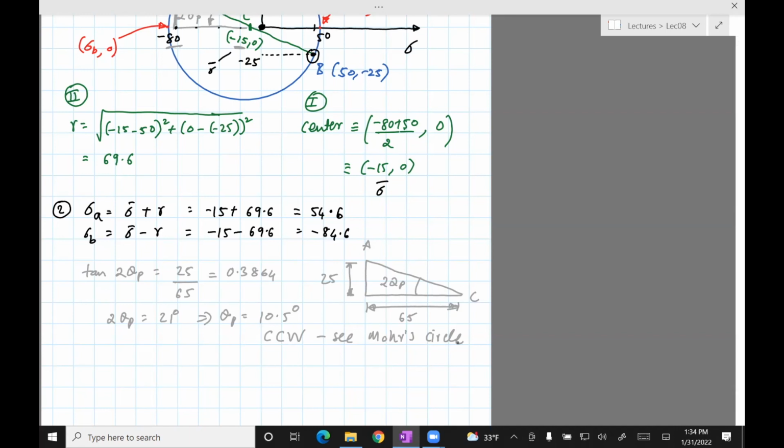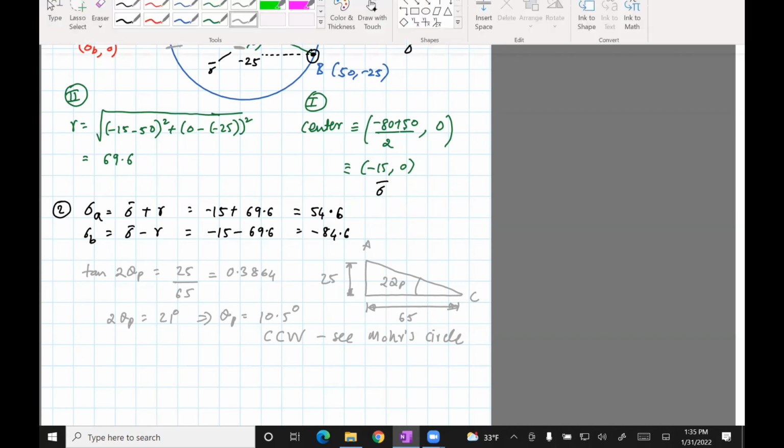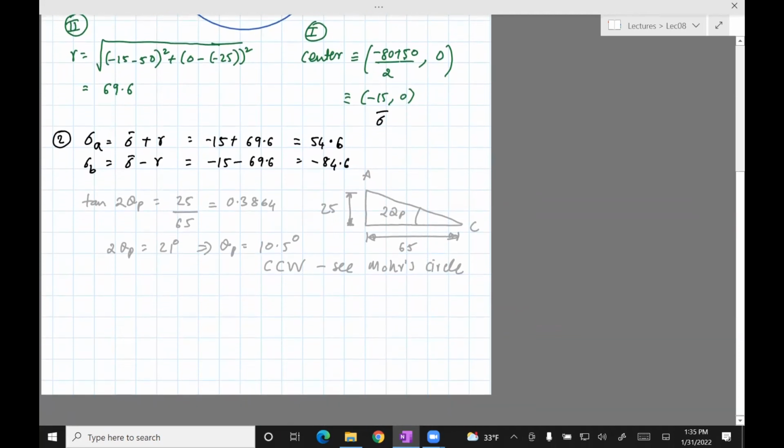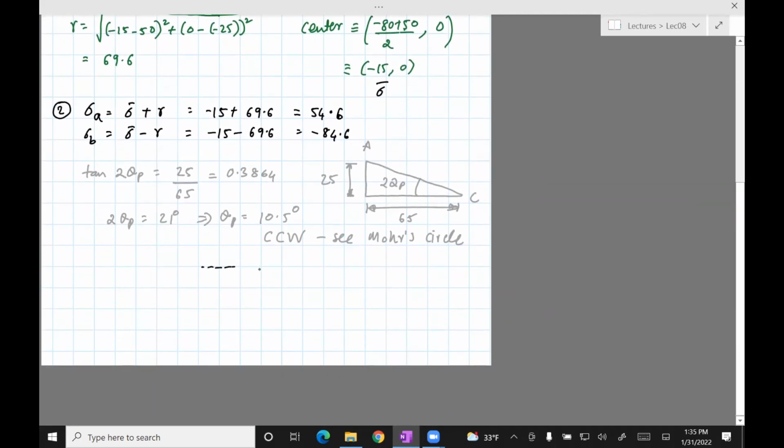Now, the question has not asked you, but we can also draw the stresses corresponding to sigma A and sigma B, the principal stresses, on the plane stress element. What we need to do in order to do that is rotate the plane stress element by an angle equal to theta p, not 2 theta, because remember, anything which is twice on the Mohr circle is theta on the plane stress. And we need to do that 10.5 degrees counterclockwise. So I'll show you how that plane stress element looks when you rotate it by 10.5 degrees.